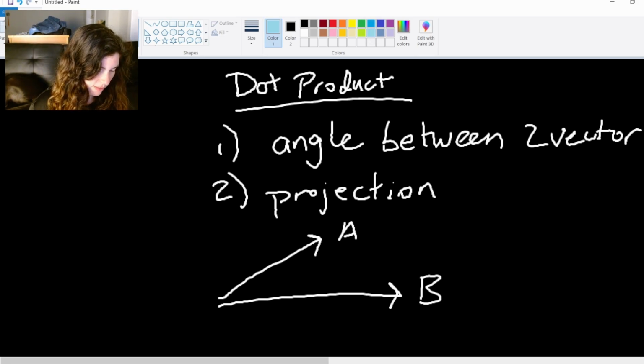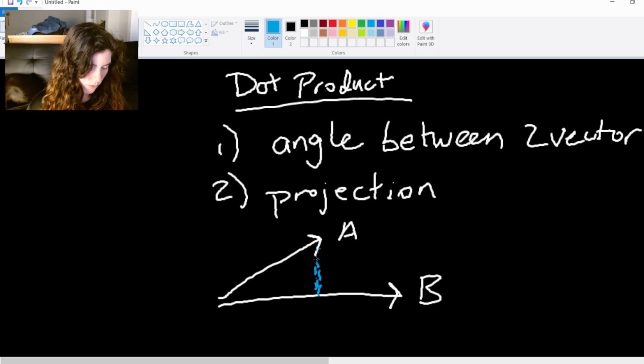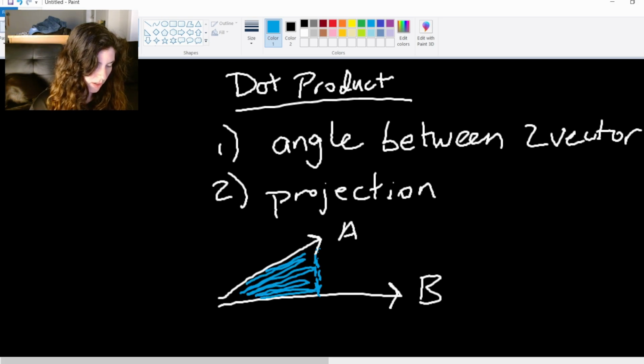So it would be this comes down from A, the projection. If I were shining a light down on it, how would vector A look on top of vector B? Right, so here's the shadow on top here. This portion would be the proportion of A onto B.